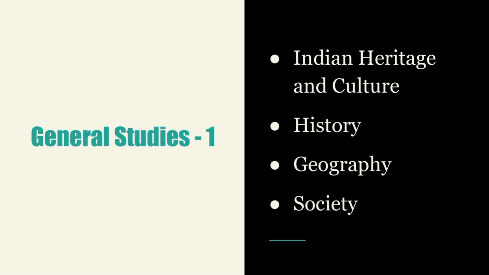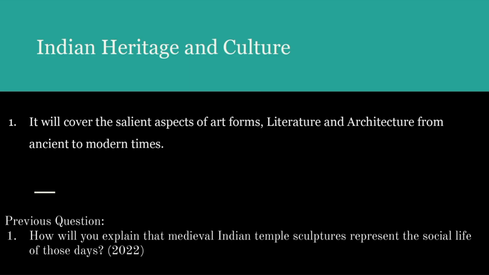Now we can go for subtopics which need to be covered under the UPSC syllabus. First we are going to see Indian heritage and culture. It will cover the salient aspects of art forms, literature and architecture from ancient to modern times. Look at the syllabus very carefully. You need to focus on these topics from ancient to modern times and its subtopics: art forms, literature and architecture.